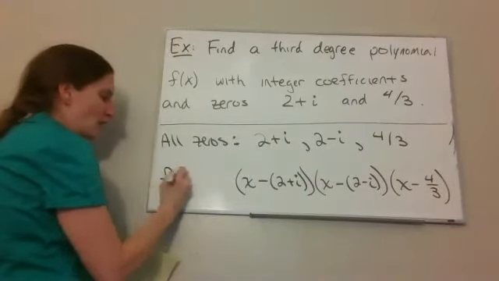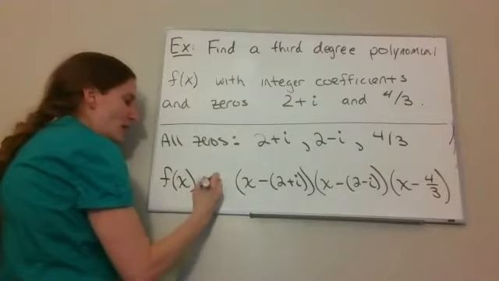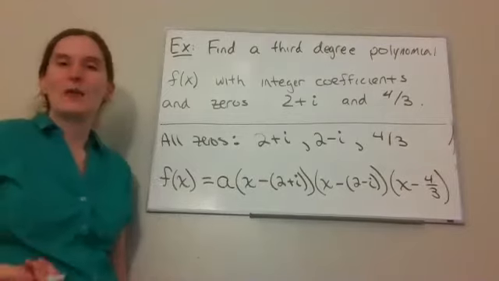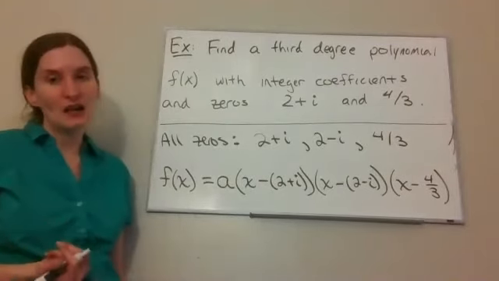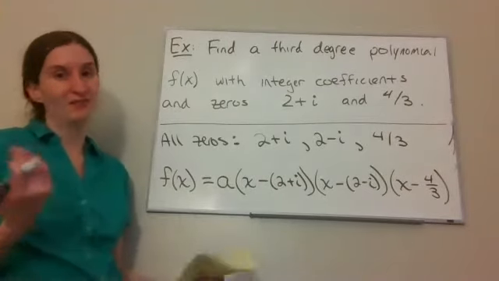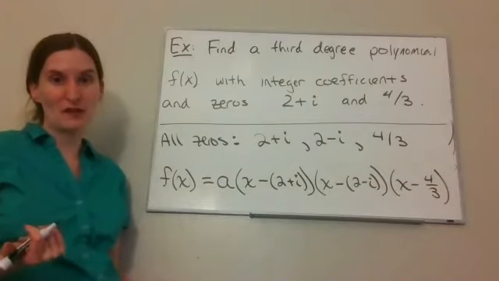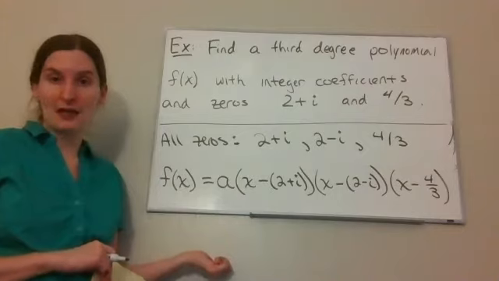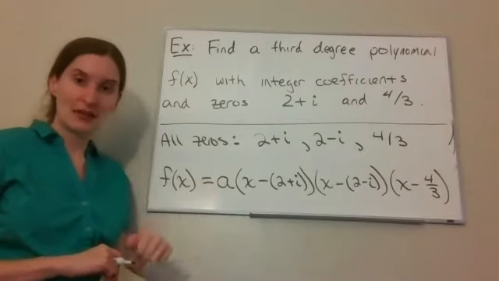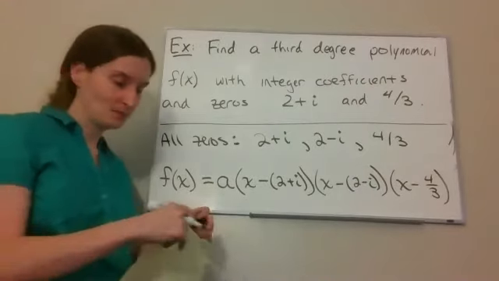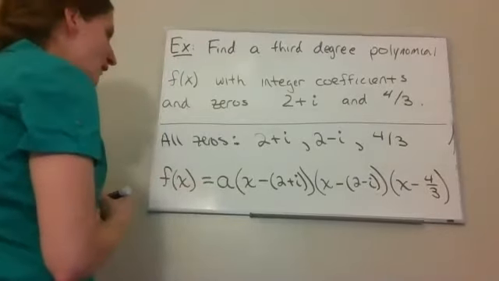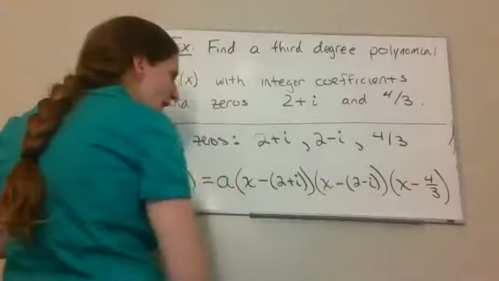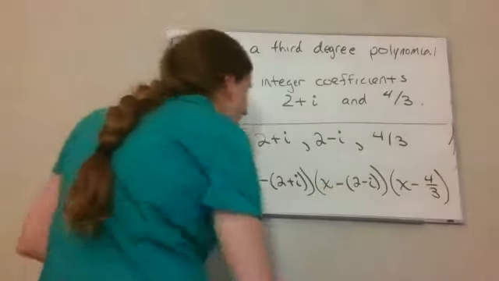to be 100% safe that this is our polynomial is I'm going to put an a in the front, because we know we might need to multiply by a constant to get rid of having non-integer coefficients. It's possible that this a might end up being 1 and we won't need it, but just in case, we're going to put it there and we might end up needing it. So let's start with distributing. I guess let's distribute the 2 factors that have i's first.